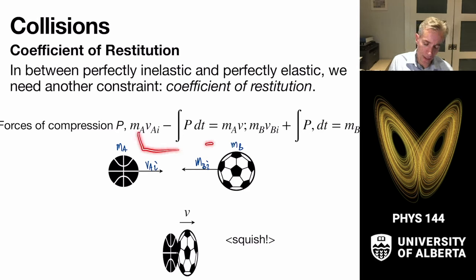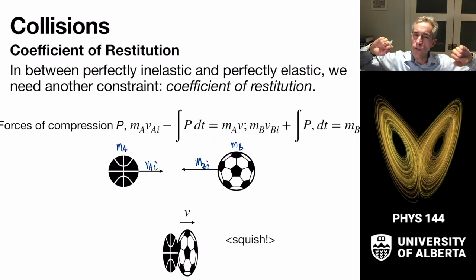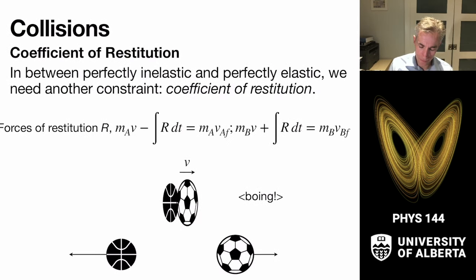But if we're considering it on a case-by-case basis, we can divide those two forces into what's acting on ball A and what's acting on ball B to slow them down. So this describes mathematically how these balls squish together, scrunched in here together. And then they're elastic, so they spring apart. Boing. And what happens there is they experience forces of restitution.